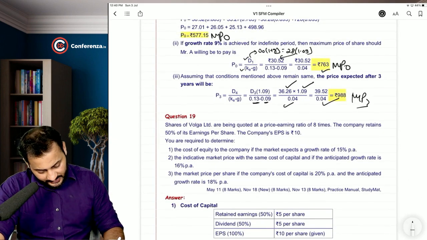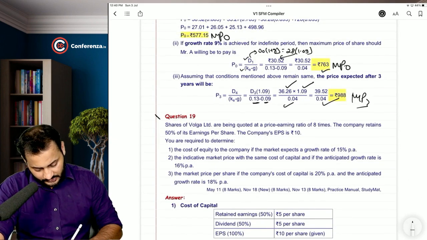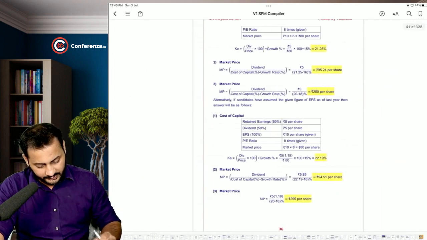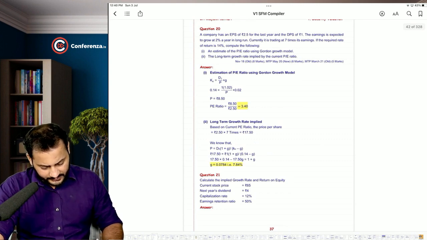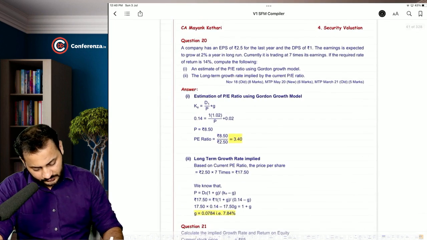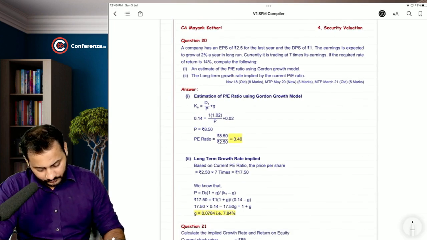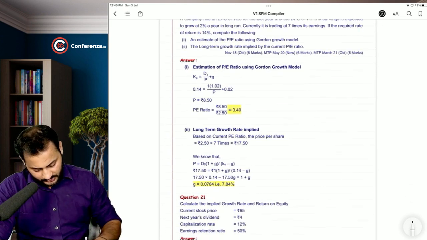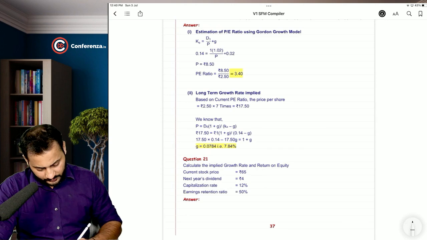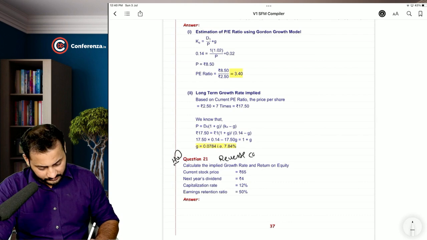Question number 19 is homework for you. Easy question. You will take it. Question number 21 is also quite easy. Question number 21 is easy. You can take it as homework, 20 and 21 both. This is based on the reverse calculation.